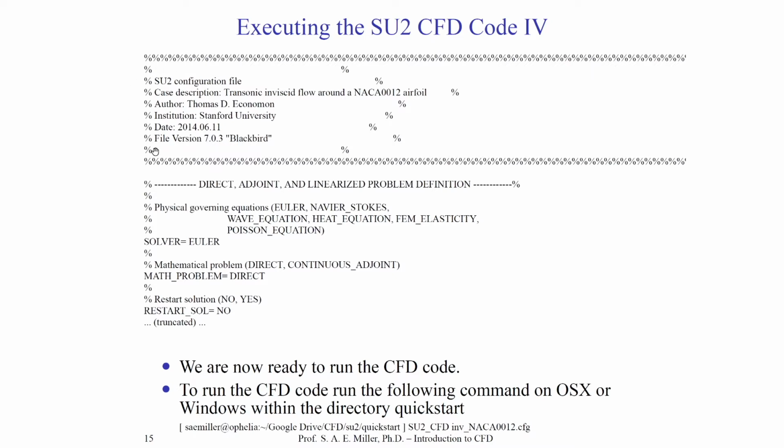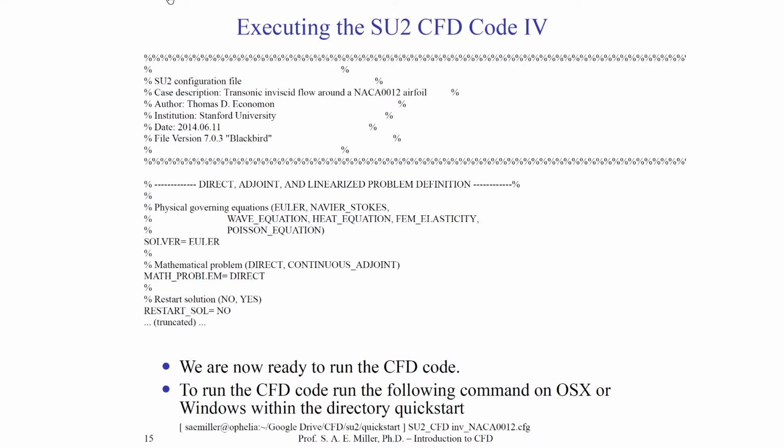The first part of the file is usually the header, and it just talks about what the case is. It says the SU2 version, the date it was originally created, the institution and author, this person, Economon, who resided at Stanford in 2014 when he created this file. There's a case description. So these are all just comments. The solver itself will skip the comments with percent. It'll only read in non-percent lines. And of course, it says it's an SU2 file.